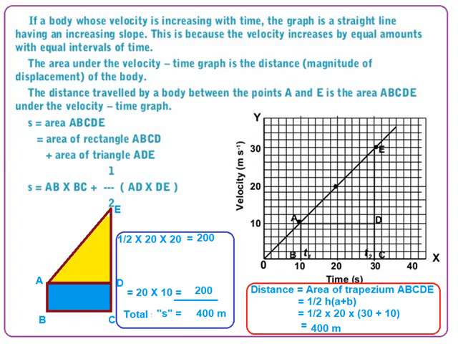So area of the triangle is given by the formula half BH, therefore half into base 20 into height 20, that is equal to 200 meters. Similarly, area of the rectangle, length into breadth, 20 into 10, that will be 200 meters. So the total distance traveled is 200 plus 200, that is 400 meters. This is a lengthy way of calculation.